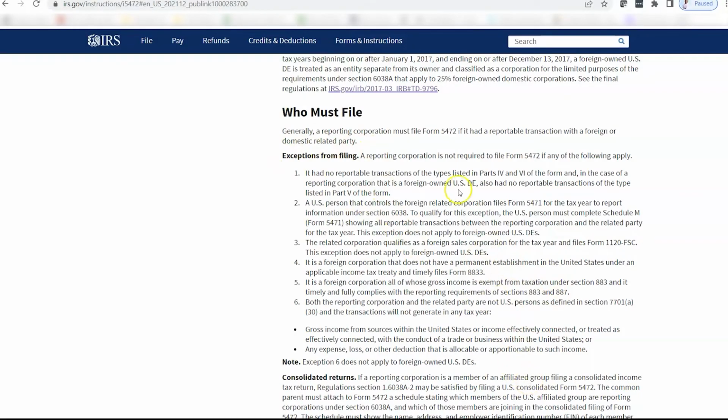Now, before we dive deep into the flowchart and give you the examples in the Treasury regulations, let's go through the 5472 instructions and figure out who must file this 5472. The instructions provide that generally a reporting corporation must file Form 5472 if it had reportable transactions. So this is very key. The two things you need to be aware of here are reporting corporation and reportable transactions.